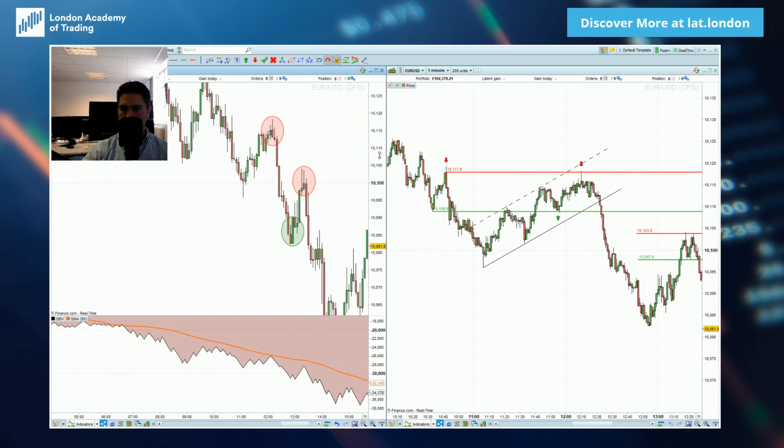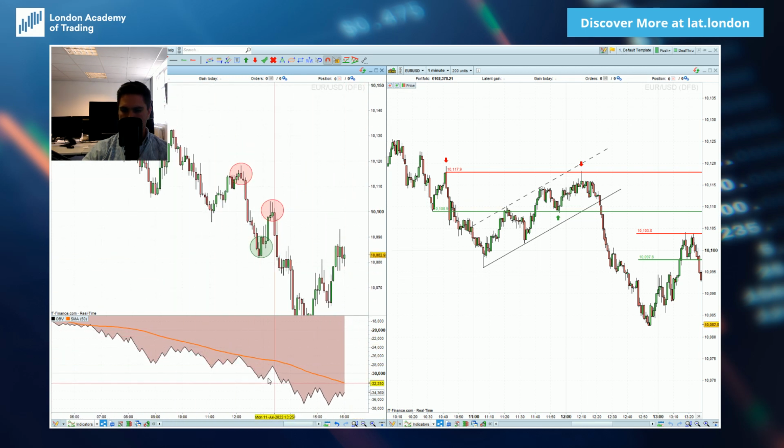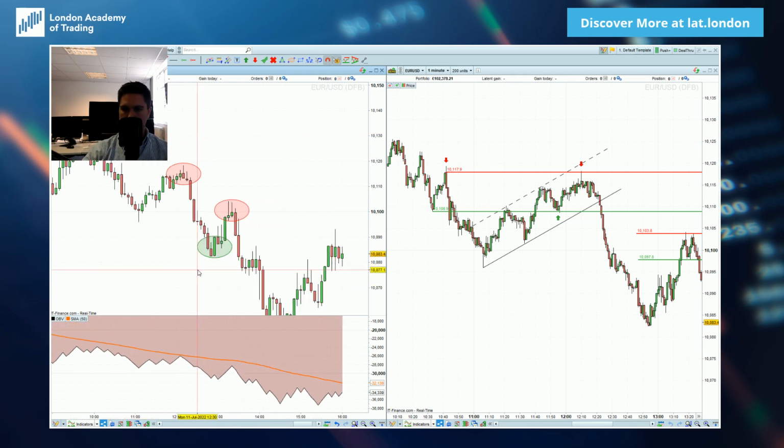But again, notice that OBV, on balance volume, nothing changing here, still tracking lower, still posting lower highs, lower lows, trading beneath that 50 period moving average, and just helping to confirm that yes, this trend is still healthy, still alive, and looking for continuation once again.